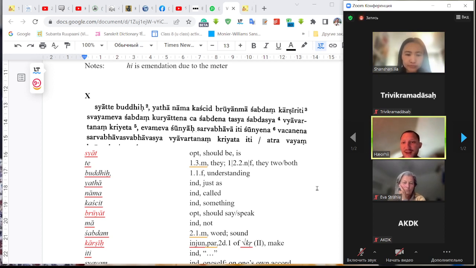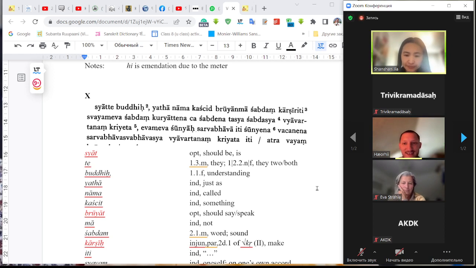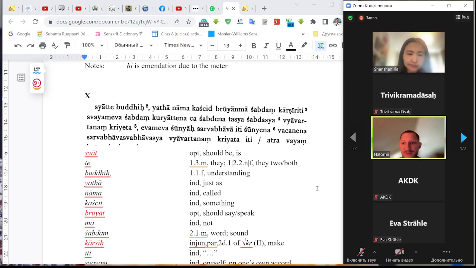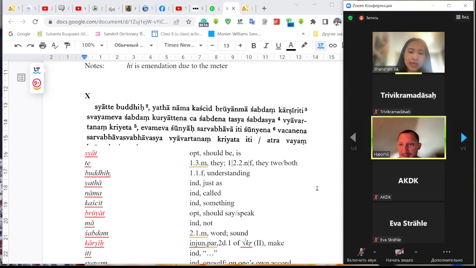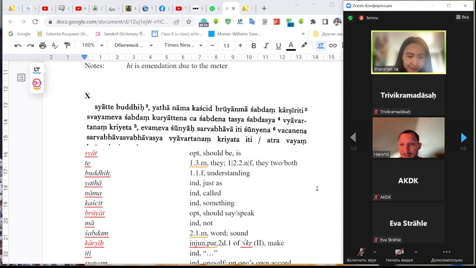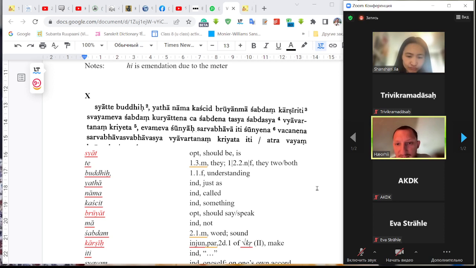Just a moment. No problem. Just have to open. So PDF page 17, verse number 3. Okay.